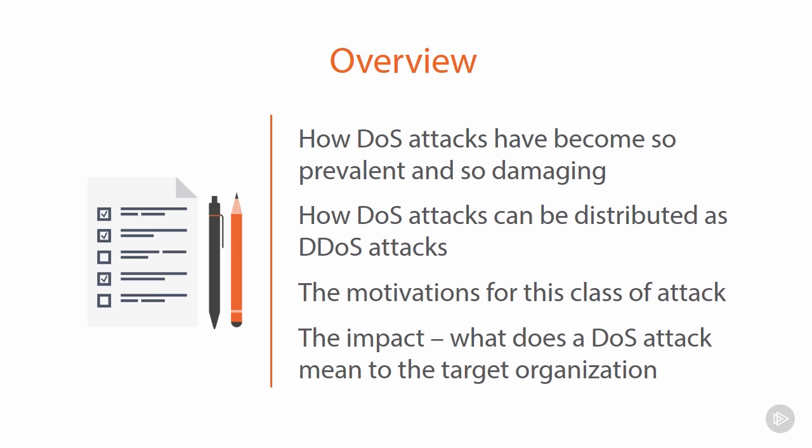And I also want to talk about impact. So what does it mean for the organization being targeted in a denial of service attack? Just how damaging can it be? And impact is always a really important attribute when we're looking at any class of attack, because this helps an organization prioritize their defenses. And what you'll see in this module is that a denial of service attack can be enormously damaging. So that's what we're going to cover.